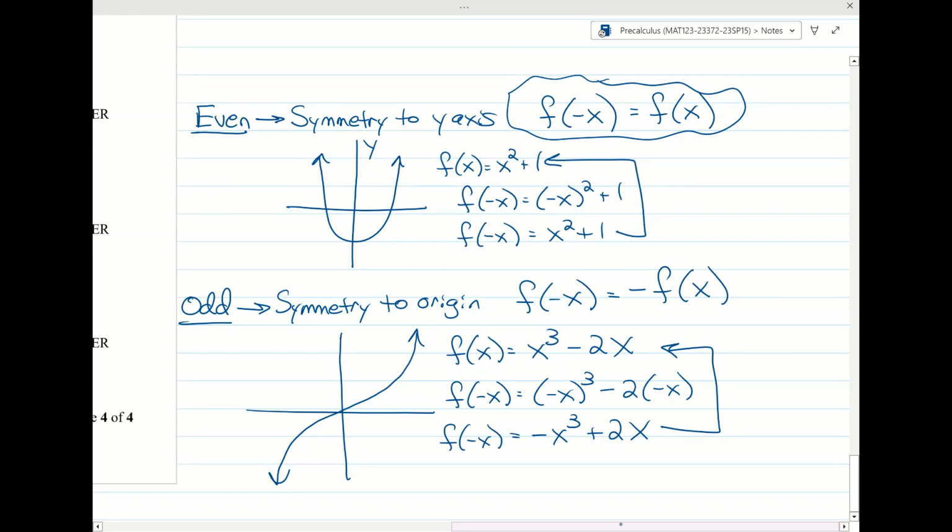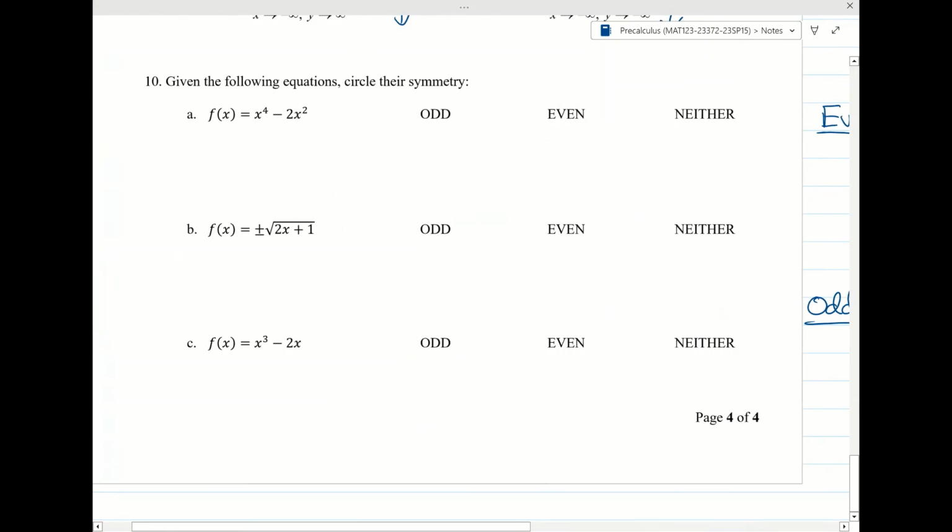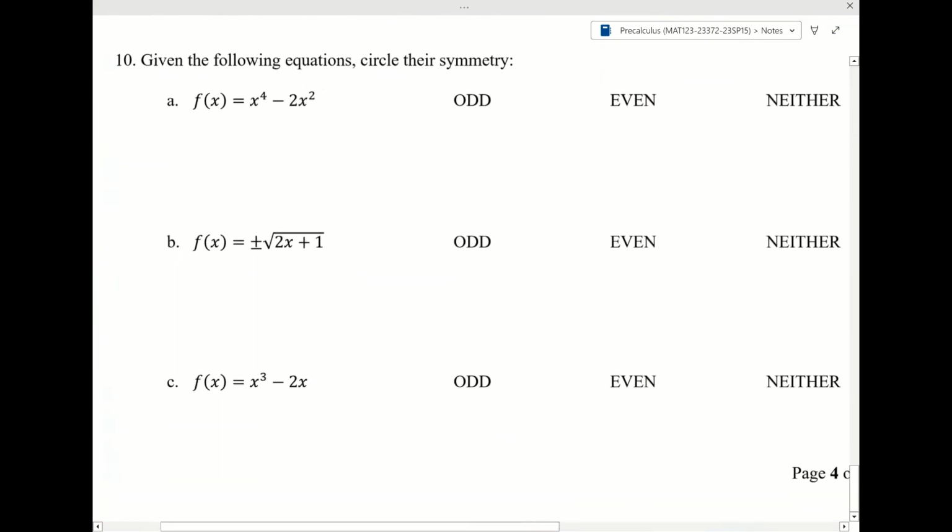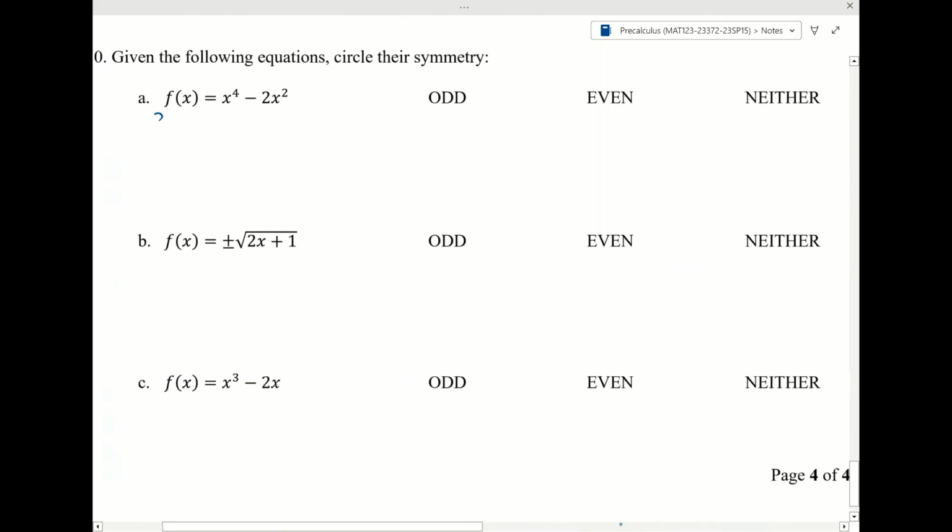So let's go through these 3 problems. We'll run the tests and we'll figure out what they are. For this first example, if we were to plug in the opposite of x for all these x's, negative x to the fourth minus 2, negative x to the second, we wind up getting just x to the fourth minus 2x squared, which is exactly the same thing we started with.